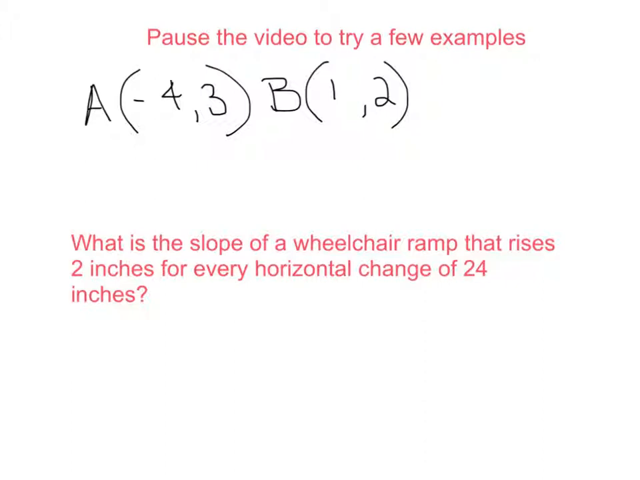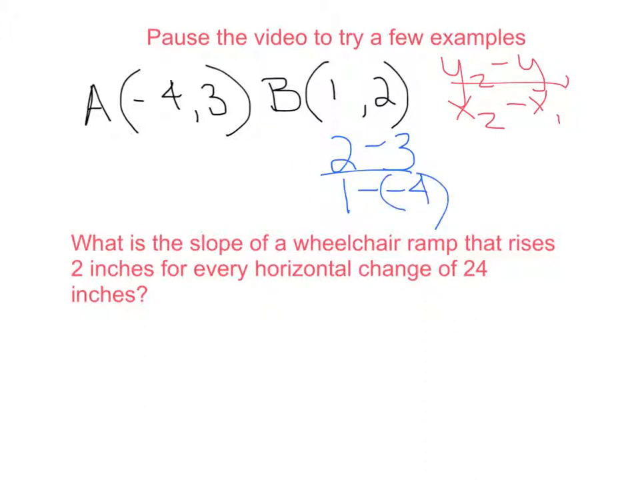So for the first example, you want to use y2 minus y1 over x2 minus x1. So my y2 is 2, my y1 is 3, over 1 minus -4. So 2 minus 3 would be -1, and these two negatives become a positive, so this becomes a 5 on the bottom, so my slope is -1/5.